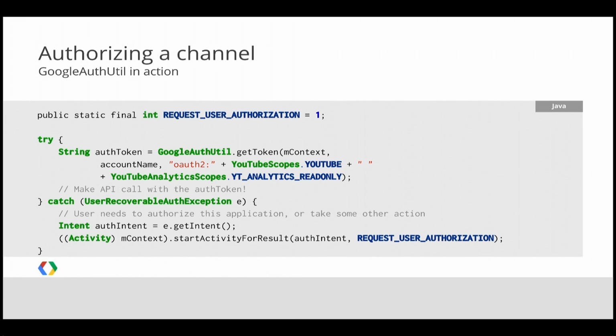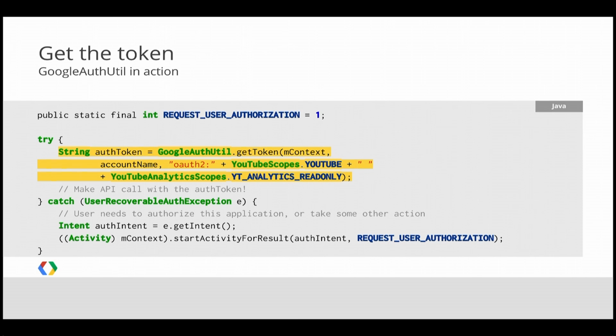So authorizing a channel looks like this. This is all the code it takes to authorize a channel in an Android activity using Play services. Using the GoogleAuthUtil class, I'm saying, hey, let's get a token. You pass it a context and what are called scopes. A scope is the range of APIs that you want to access on behalf of a user. You get back a token, and you can start making API calls on behalf of the user.